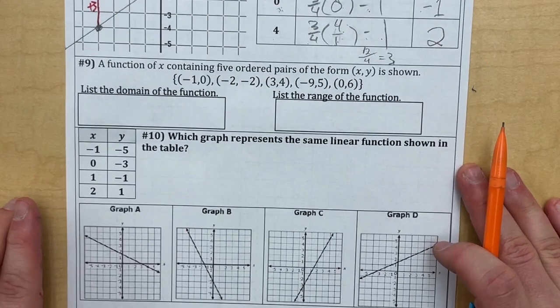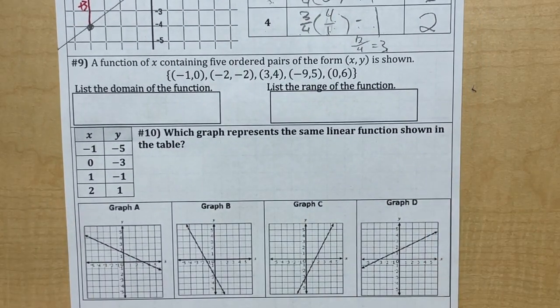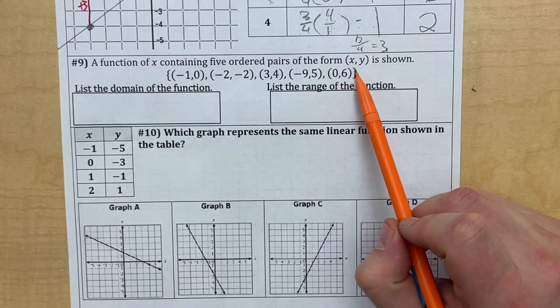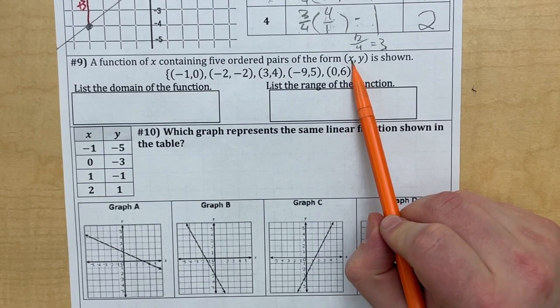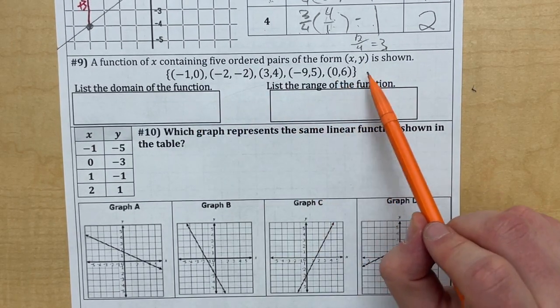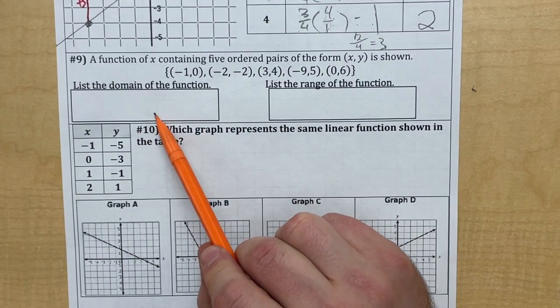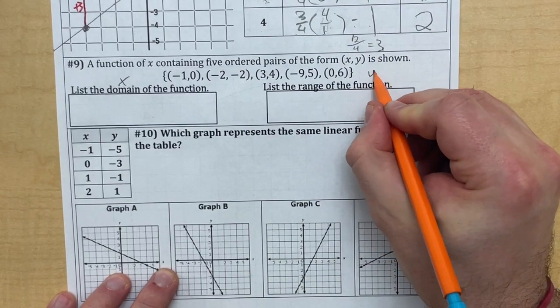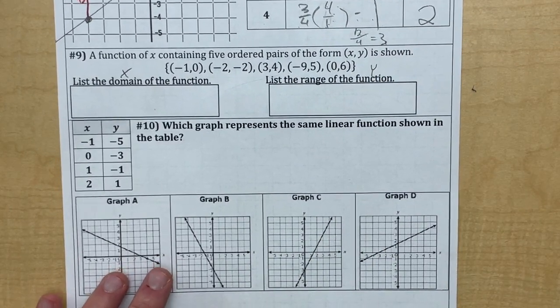For number 9, it says a function of x contains 5 ordered pairs of the form x comma y. So again, this is always going to be your ordered pair. X is first, y is next. So I have a set of ordered pairs, and what I have to do is list the domain, which is just the x values, and list the range, which is just the y values.